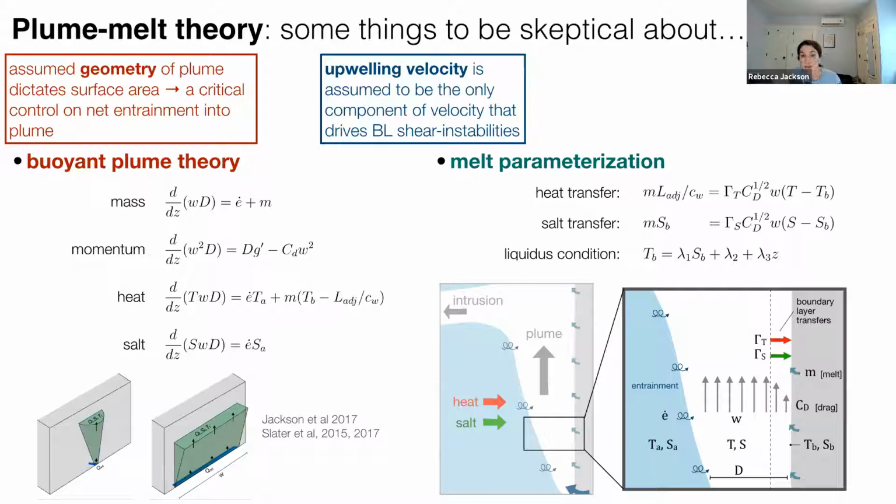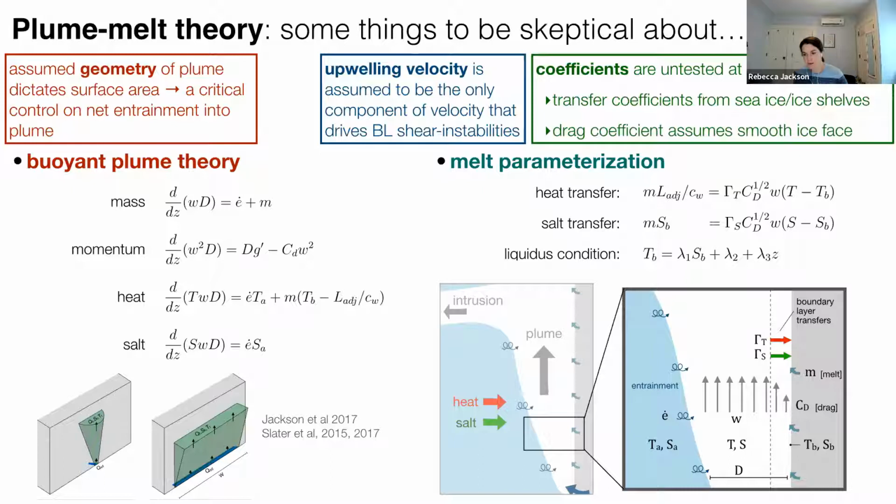But if we look now at the melt side of things, which is going to be a little bit more my focus today, one other limitation here is that this framework assumes that the upwelling velocity of the plume is the only component of the velocity field that can drive boundary layer shear instabilities. So it assumes that this W upwelling velocity is the only source of energy to drive transport across the boundary layer. But other modes of circulation could be important for enhancing transfer across the boundary layer.